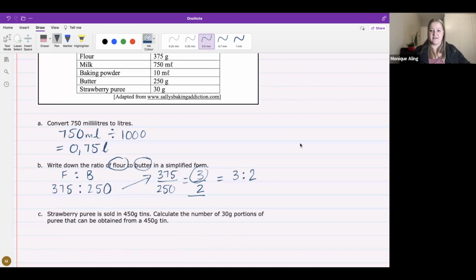Fantastic. Glad we all picked up that we were dividing. So we take the size of the tin. We divide by 30 grams, which gives us 15 portions. Okay. And that is that.